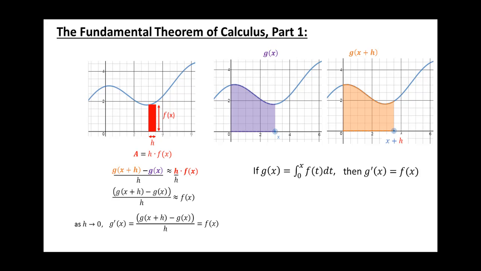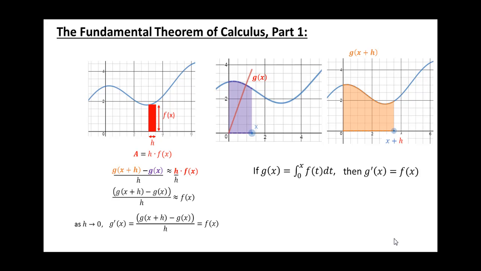So what does it mean that g prime of x is equal to f of x? Well, it might help to plot out g of x just to see what we're actually saying here. So g of x is shown in the purple up here by this purple area, but we can also plot it out. Here you can see we have plotted out g of x as the red curve, and the value in red at each of these points indicates the amount of area in purple at that x value.